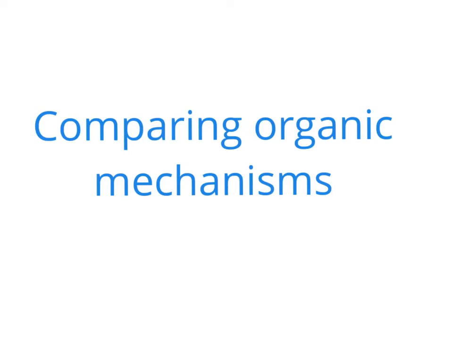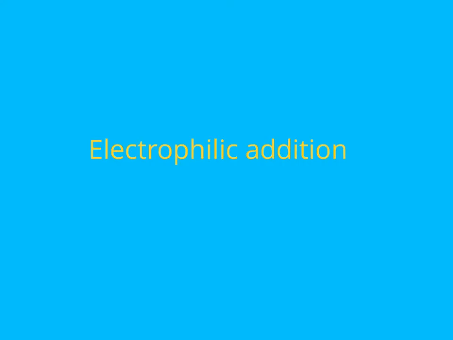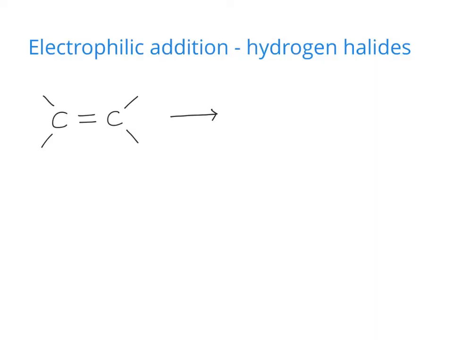In this video, we're just going to compare the two main organic curly arrow style mechanisms that we do in the first year of A-level chemistry. So that would be our electrophilic addition and nucleophilic substitution reactions. So, electrophilic addition.